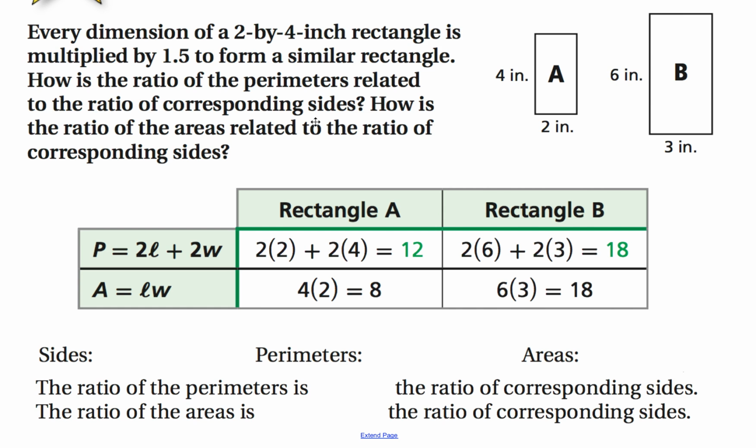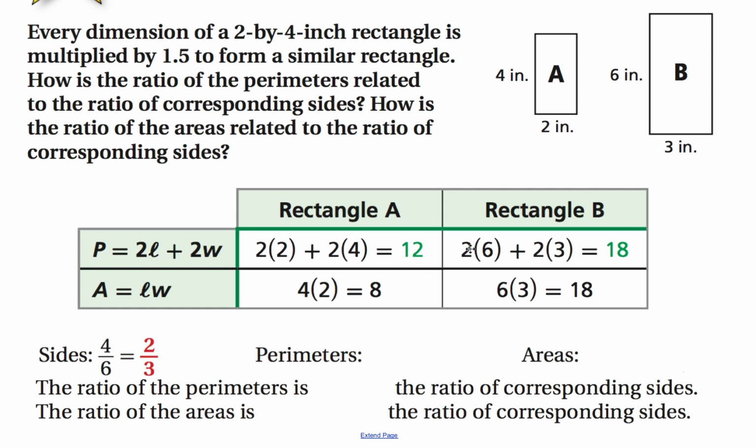So here's the question. Now that we have found that, it says, how is the ratio of the perimeters related to the ratio of the corresponding sides? Well, here's the ratio of the sides. The ratio of the sides is 4 corresponds to 6, which is the same as 2 to 3. So the sides are in the ratio of 2 to 3. Well, let's look at the ratio of the perimeters.